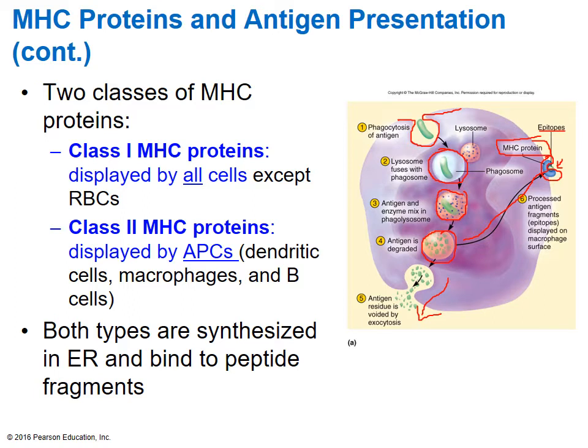And then what we see happening is if the epitope, or the antigen, is on a class 1 MHC, it will be able to interact and be recognized by your CD8 cells. If it's on a class 2 MHC, it's going to be recognized by the CD4 cells. Okay, so all of your cells will have class 1, and in addition to that, your antigen-presenting cells will also have class 2 MHC proteins. So when you look at your dendritic cell, your macrophages, and your B cells, they will have both class 1 as well as class 2 MHCs.